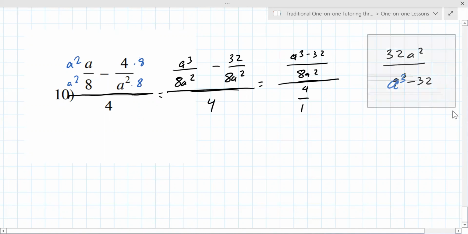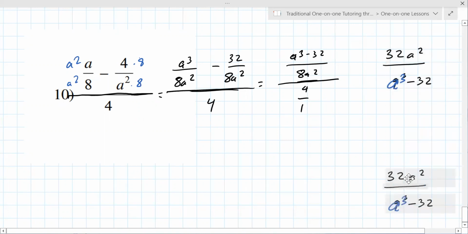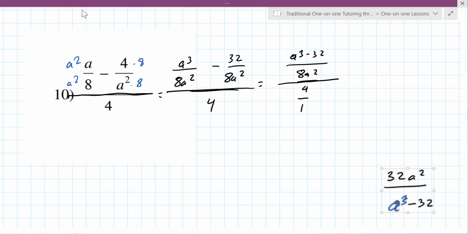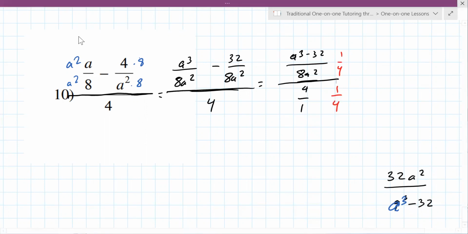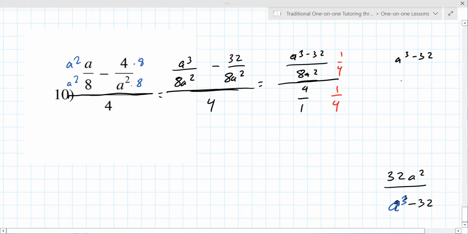Now, I think what you gave me is you flipped the top. You actually only ever flip the bottom. Oh, okay. So the bottom here you multiply by 1/4. It's the top that never changes. So it becomes a cubed minus 32 over 32a squared as your final answer.